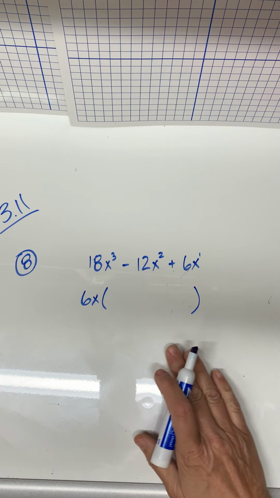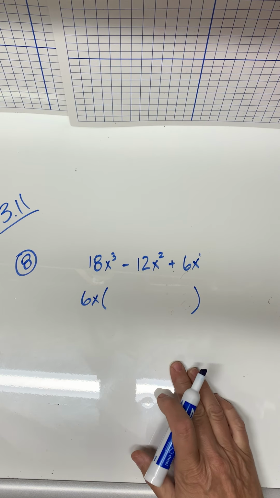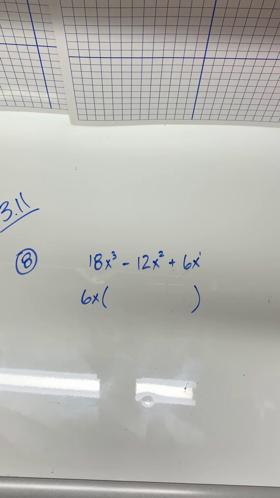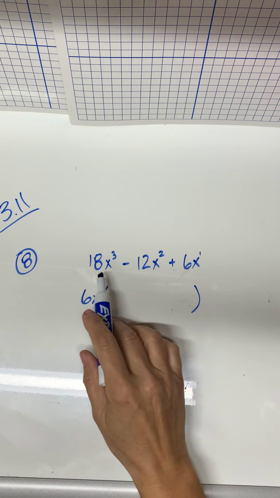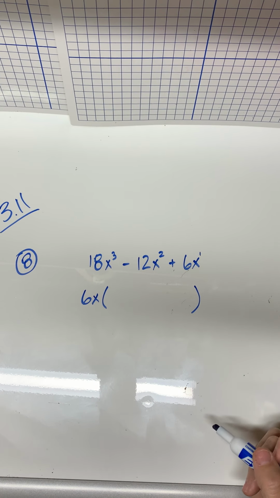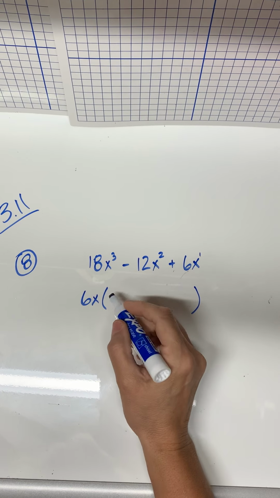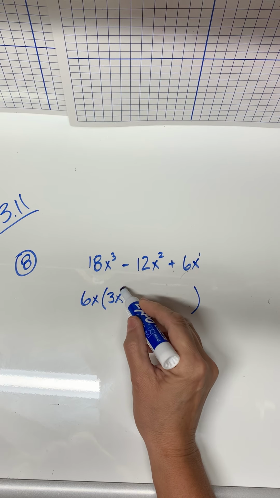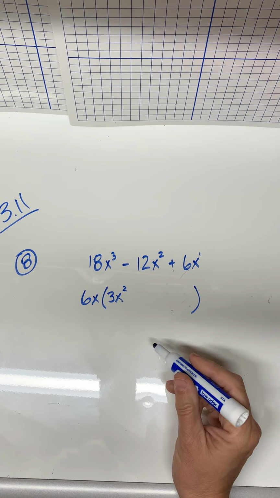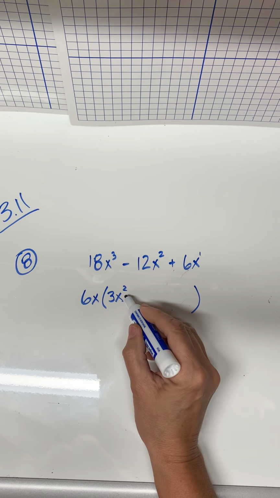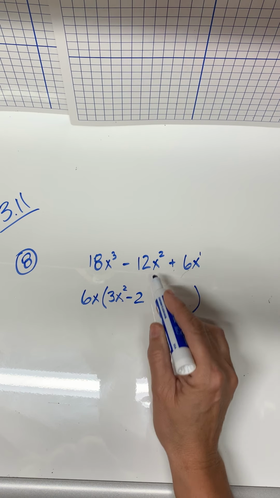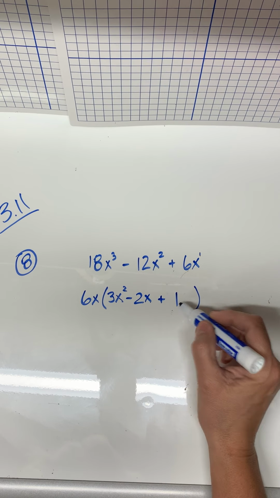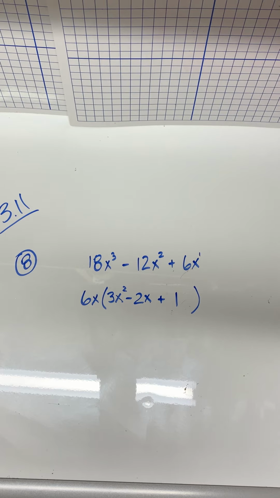I open my parentheses, and remember, there should be 3 terms left in here because we started with 3 terms. So 6 times what is 18? 6 times 3 is 18. X times what is x to the 3rd? X squared. X times x squared is x to the 3rd. 6 times what is minus 12? Negative 2. X times what is x? 6x times what is 6x? Then this would be a plus 1, and that would be the answer.